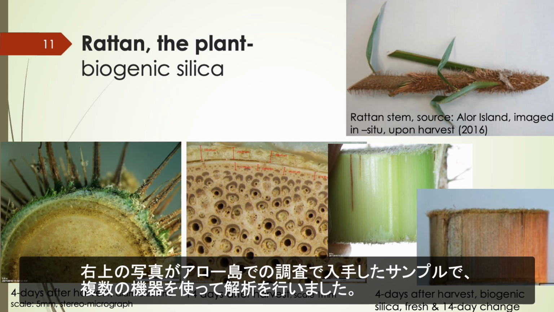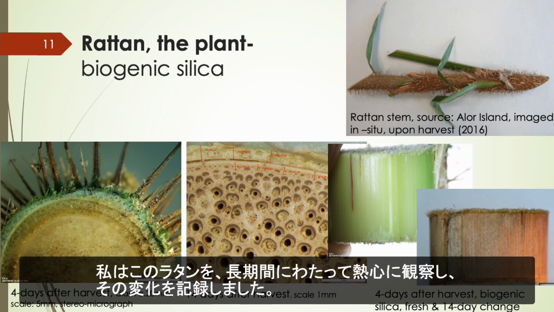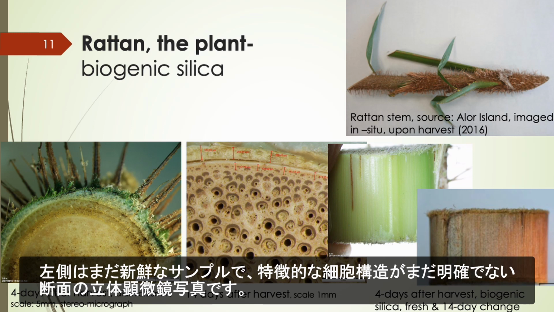The trip to Alor supplied me with the only fresh sample of rattan, which was a source of multi-instrumental analysis. And by the way, you can see in the top right that very sample, which I analyzed in many different ways. On your left at the bottom, you see the still fresh sample, a cross-section micrograph, showing different layers: a spiky external layer, and an emerald green layer underneath, which is silica, biogenic silica, in the cross-section of the stem. And you can also see that the characteristic cellular structure is not yet well defined.